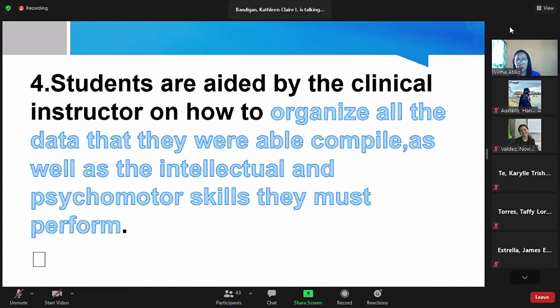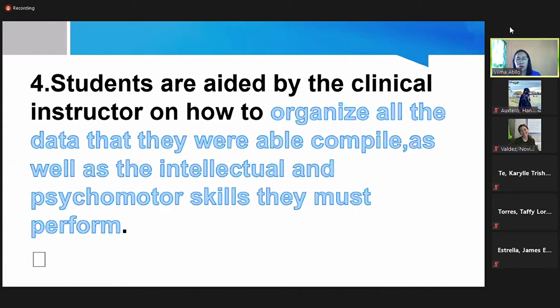4. Students are aided by the clinical instructor on how to organize all the data that they were able to compile, as well as the intellectual and psychomotor skills they must perform. Thank you. So when you will have your duty in the ward, you will have your data collection about the patient, why the patient suffers a particular disorder. More or less, you are also going to make a quick plan of care with regards to the disease process that the patient is having.